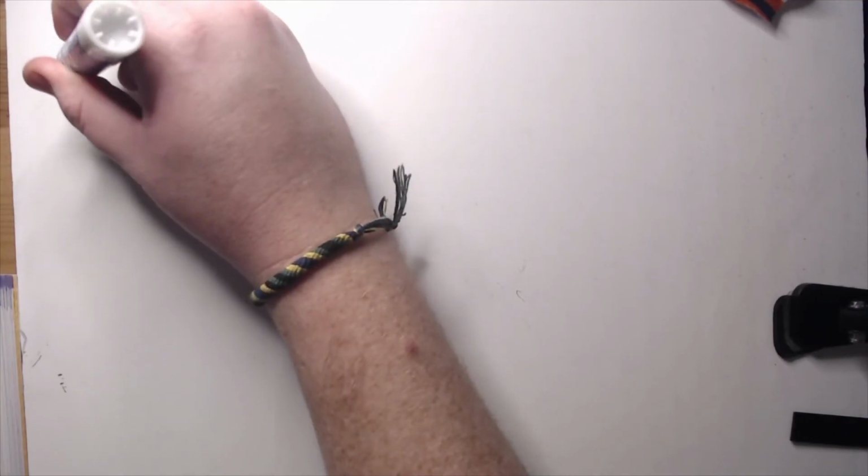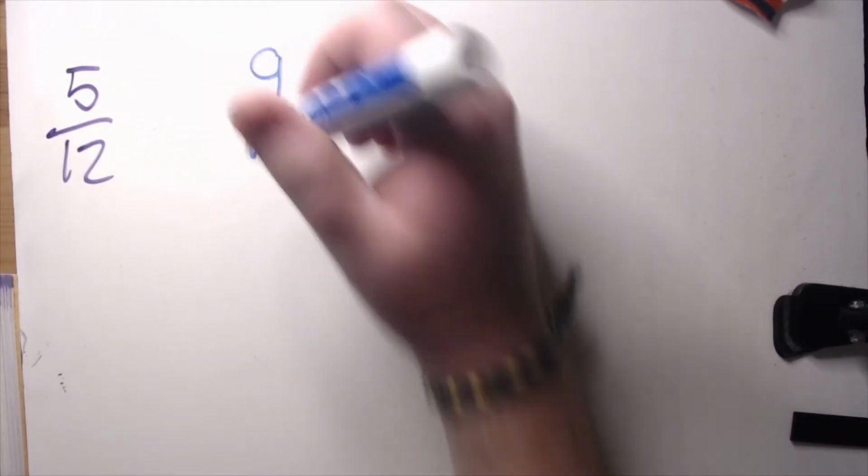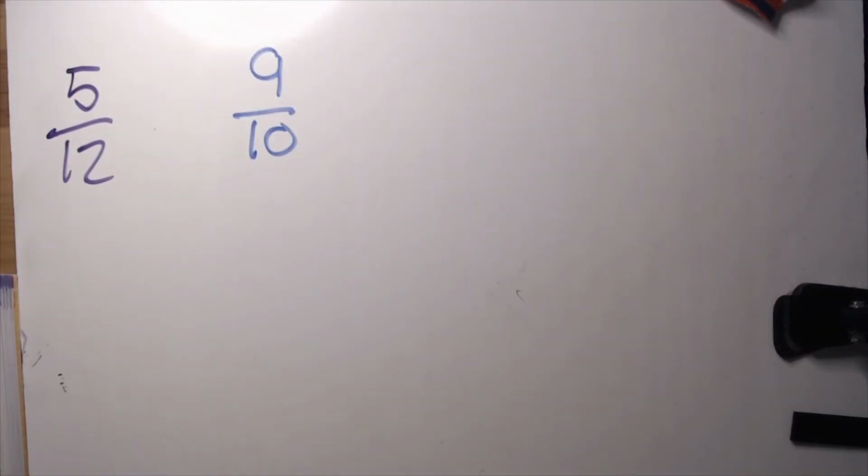Gotta get my stuff out of the way here. We have 5/12 of the trail. And then Jill and her mother hiked 9/10 of the trail before they stopped for lunch. So now we also have 9/10. So let's put 9/10 right here. 9/10. And then the question is, who hiked farther before lunch?